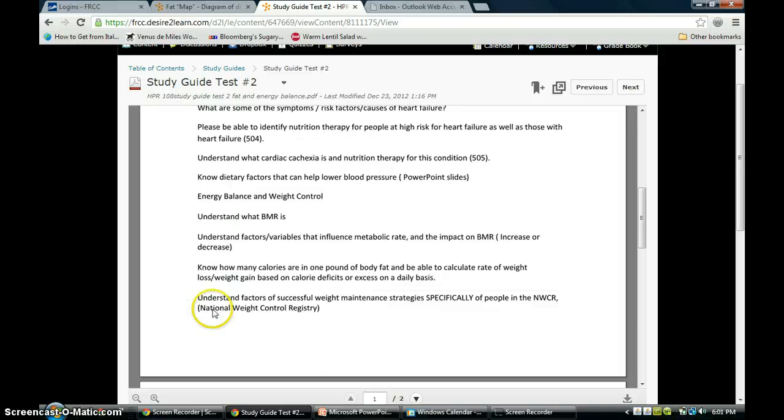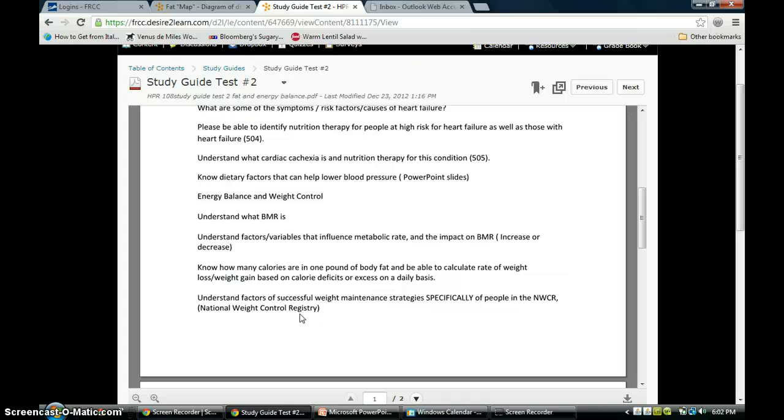There is a population of people in this National Weight Control Registry. They are a unique population in that they have lost a lot of weight. These are people who have lost a lot of weight and kept it off for many, many years. And this is not the story that we usually hear when we talk about weight loss. So we have studied this population, and there are certain things unique to this population that they do. Things like eating breakfast, they exercise a lot, they hardly go out to eat, et cetera, et cetera. And I would look on the PowerPoint specifically.